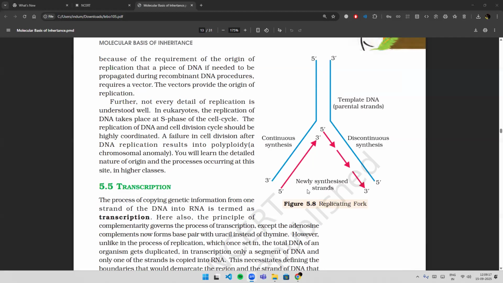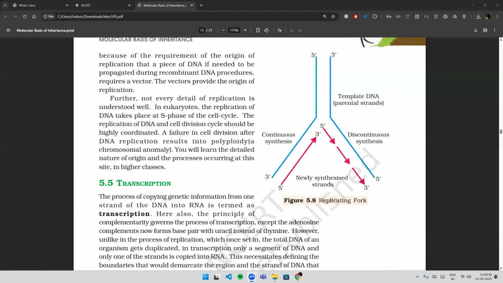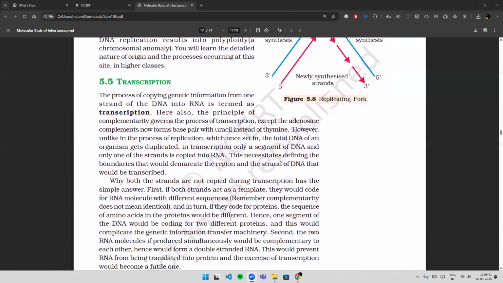Further, not every detail of replication is understood well. In eukaryotes, the replication of DNA takes place at the S phase of the cell cycle. The replication of DNA and cell division cycle should be highly coordinated. A failure in the cell division after DNA replication results in polyploidy. You will learn the detailed nature of origin and the processes occurring at this site in higher classes.